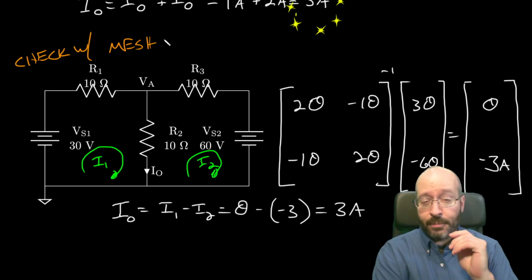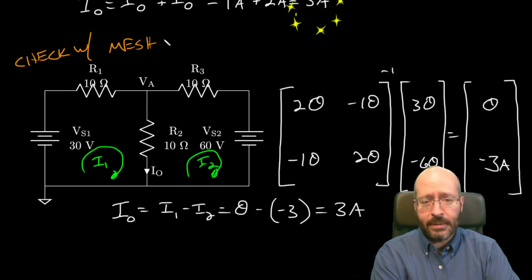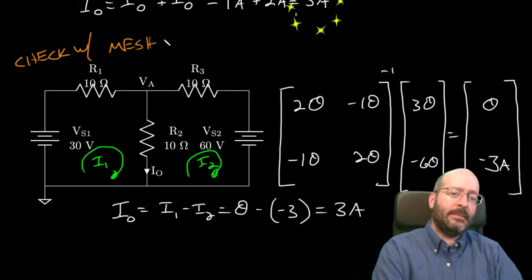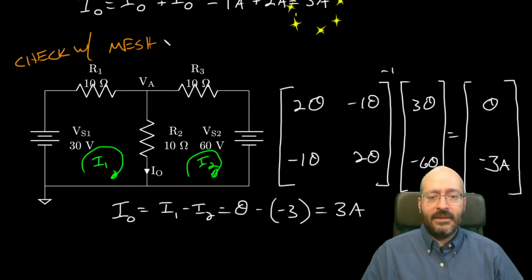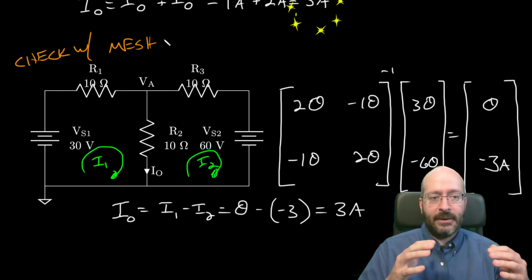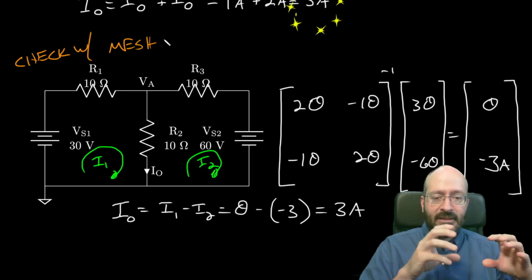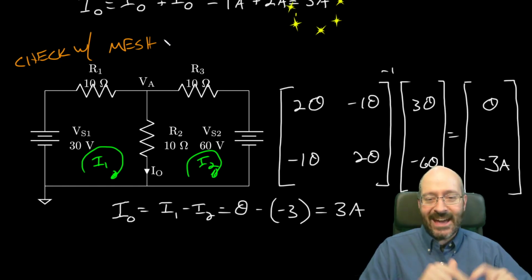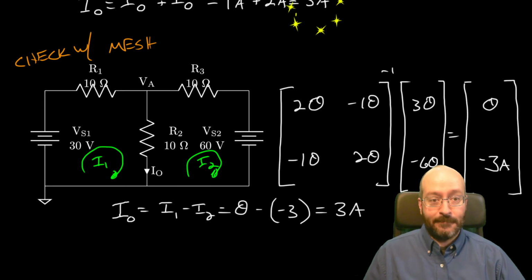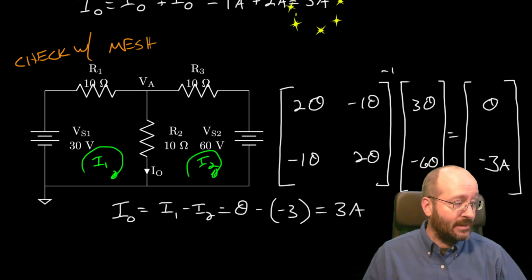Okay, we need a little more practice. I got to throw some current supplies in there. I got to throw some dependent supplies in there. But this is superposition. Break it up into subproblems, analyze those individual subproblems, add it together in the end, and you're good to go. All right, let's get some practice. Stay tuned and good luck.